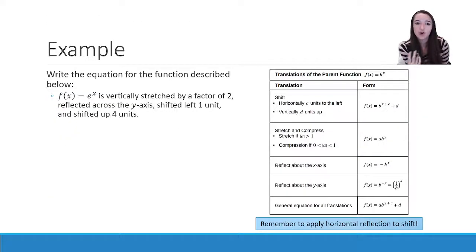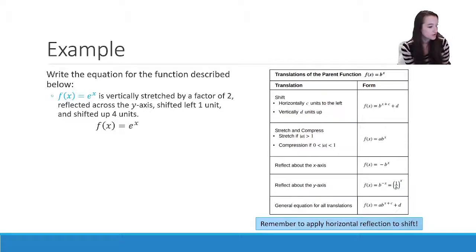All right, so now that we know all of that, let's look at taking a function that we know how to graph, hopefully, and applying all of these transformations to it and figuring out what the final function should be. So here I have f of x equals e to the x. We want to vertically stretch it by a factor of 2, reflect it across the y-axis, shift it left 1 unit, and shift it up 4 units. Remember to apply horizontal reflections to our shifts when we write out this function.